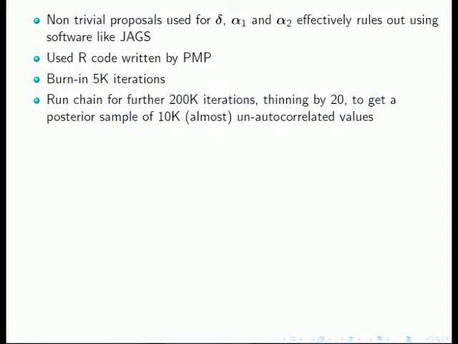So, he got that to work, and got a little bit of burn-in for the MCMC, and then just ran it for a lot longer, thinned it a bit, so that we got almost uncorrelated realizations, about 10,000. So we're going to have about 10,000 as if they're a random sample from the posterior distribution, and that's what we're going to use to look at our results.